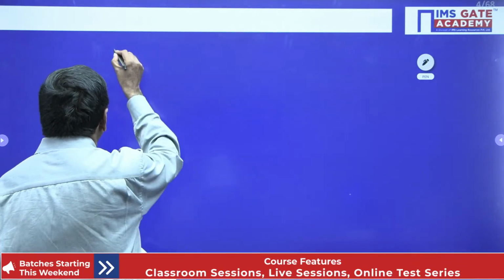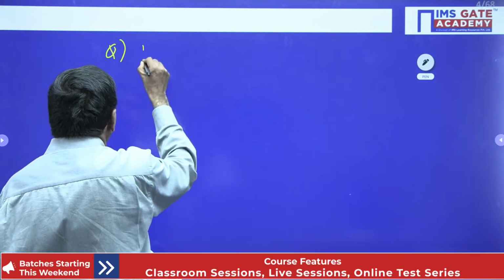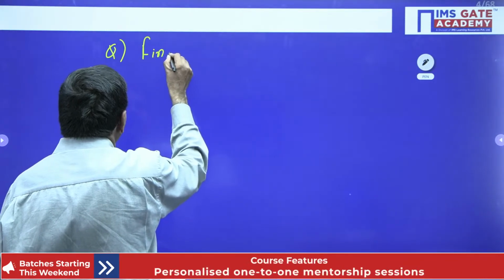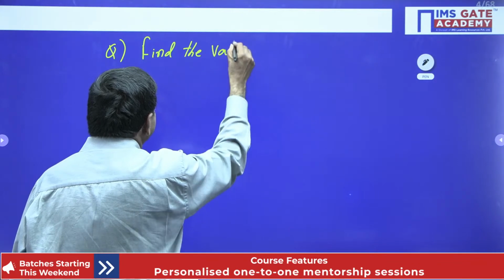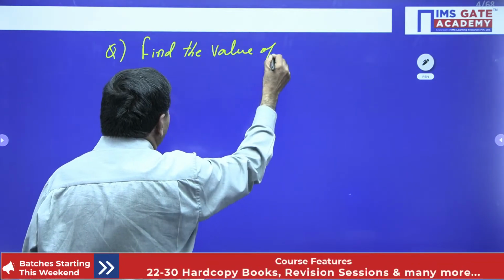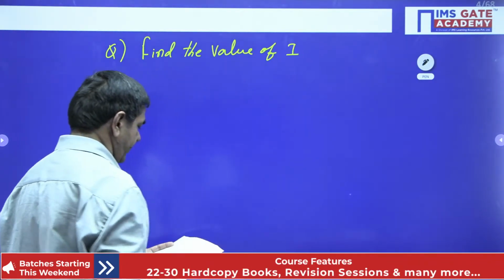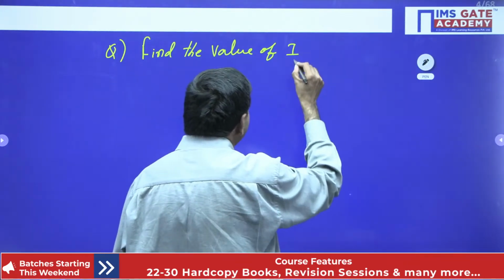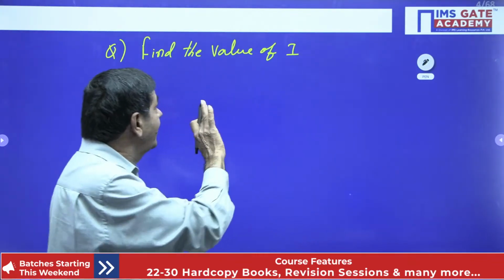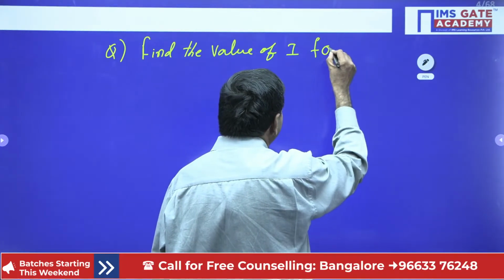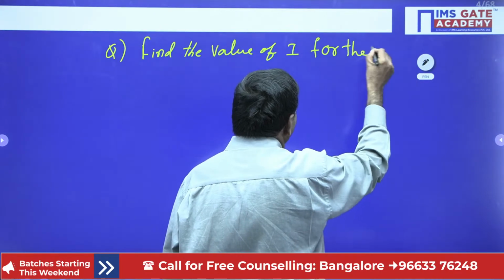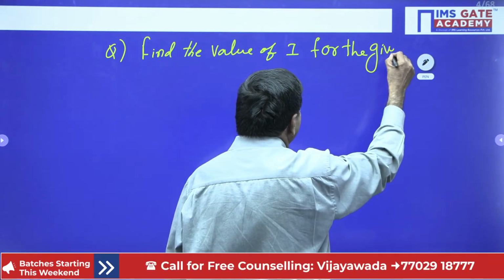The first problem. Find the value of I. I am asking to find I, but I will not ask you to use the superposition theorem. Find the value of I for the given network.